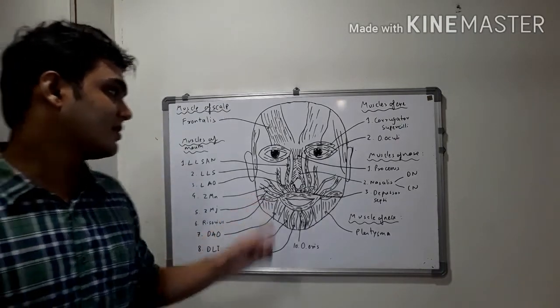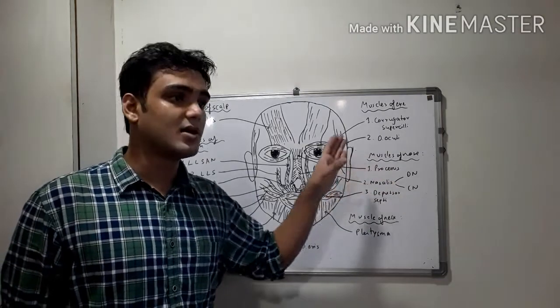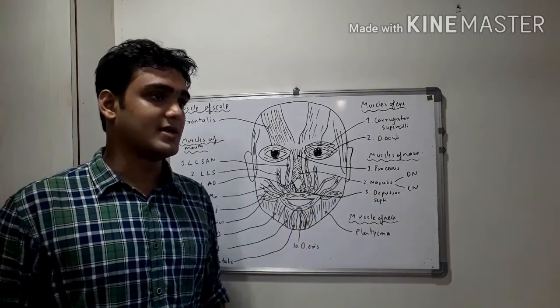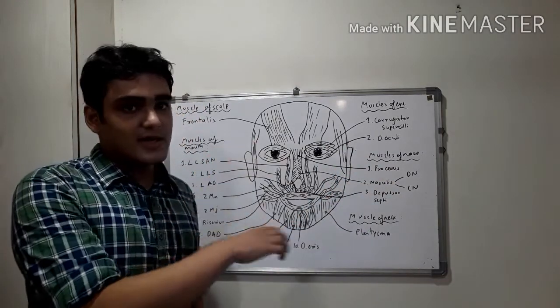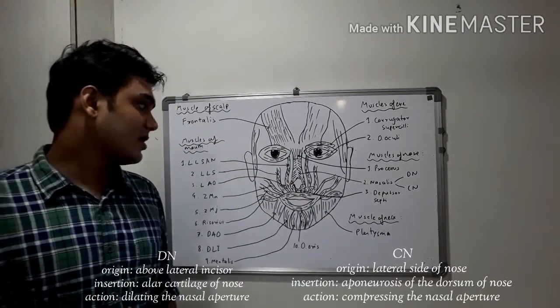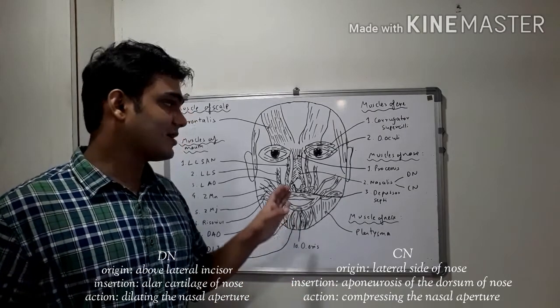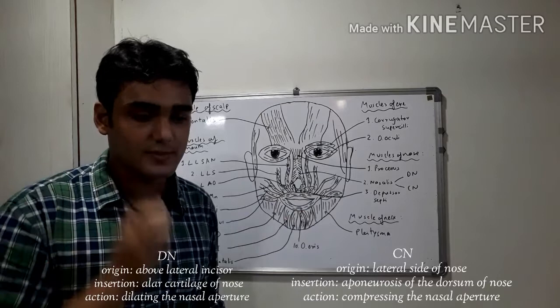Then talking about the nasalis, that is the dilator naris and compressor naris. It has two components, right? Dilator naris and compressor naris. So nasalis originates around the nasal aperture, and its dilator naris component originates above the lateral incisor, while the compressor naris originates just lateral to the nose.